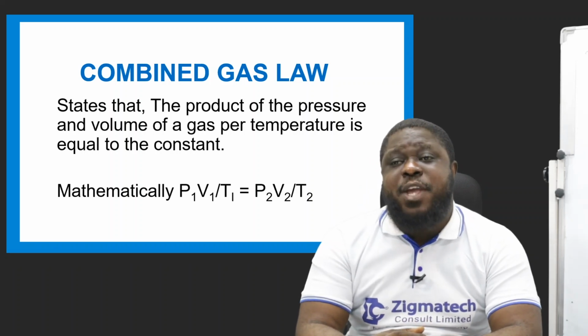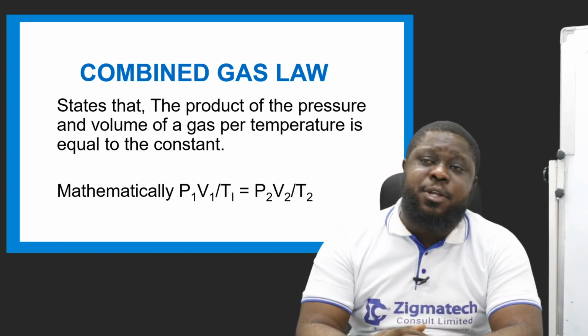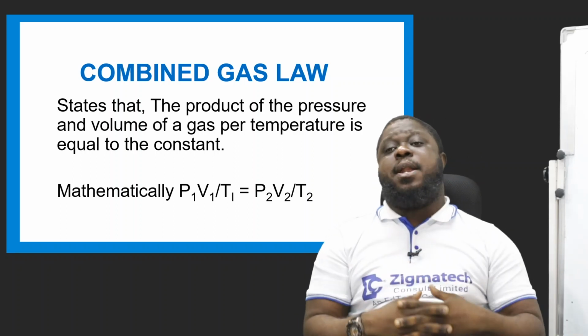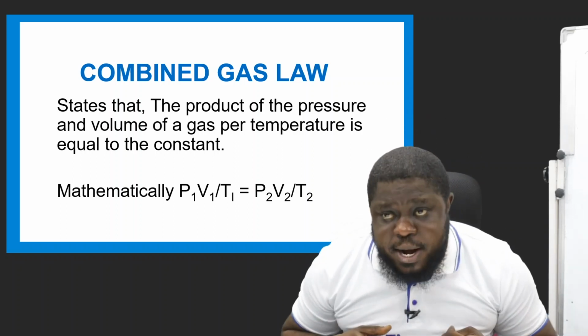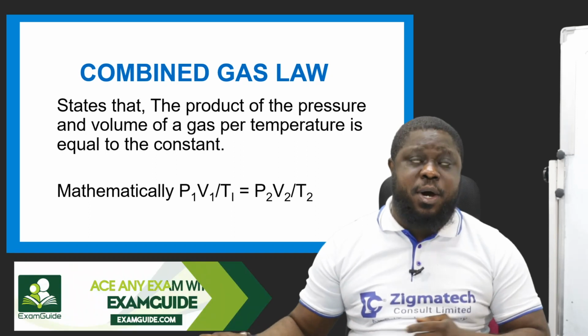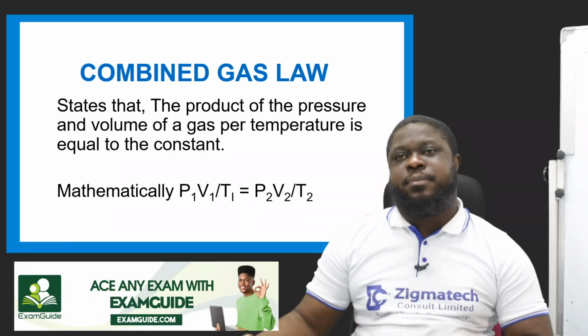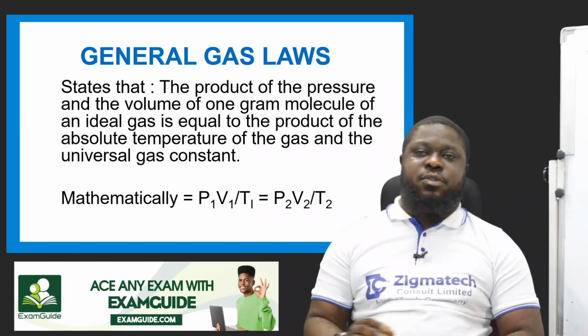Mathematically, it's P1 V1 all over T1 equals P2 V2 all over T2. You know what P1 is? First pressure. You know what V1 is? First volume. You know what T1 is? First temperature. Now, the general gas laws.